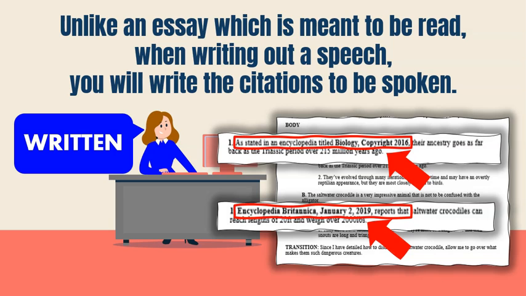Notice how, unlike in an essay, the citations are not at the end in parentheses with the author's name and the date or page number. Here, we have the name of the publication and the date, along with the information from the article. The first example shows, as stated in the encyclopedia titled Biology, copyright 2016, their ancestry goes as far back as the Triassic period over 215 million years ago. The other example shows, Encyclopedia Britannica, January 2, 2019 reports that saltwater crocodiles can reach lengths of 20 feet and weigh over 2,000 pounds.